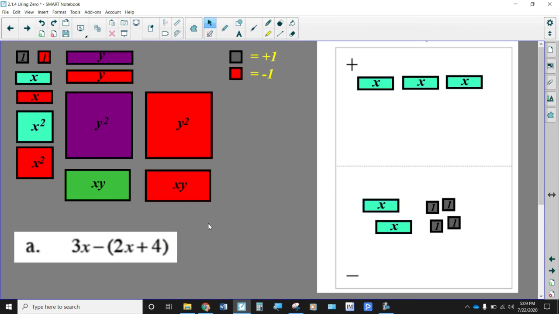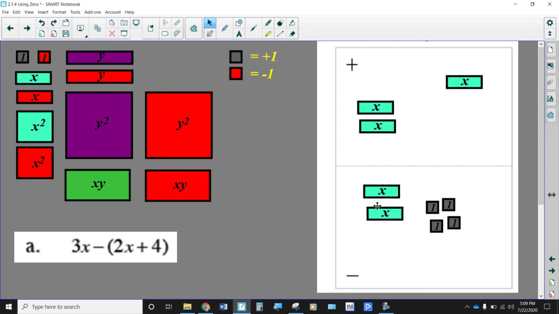So, if we want to remove zeros, do we have different tiles in the same region? No. Do we have the same tile in different regions? And the answer is yes. So we are going to be able to remove those.